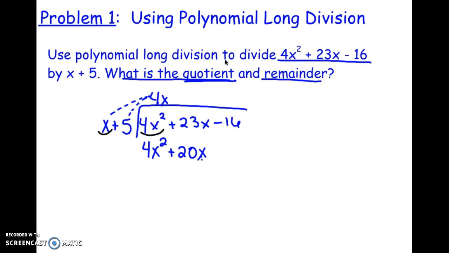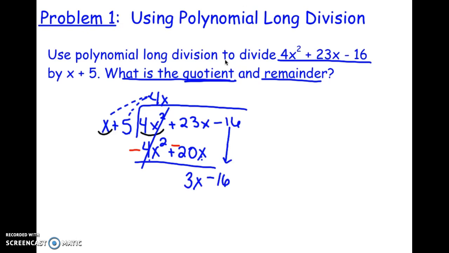And then what we want to do is subtract. But what happens is we have to change all the signs on the bottom, because we have to subtract that whole polynomial. 4x squared minus 4x squared cancels. 23x minus 20x is 3x. Then we bring down the minus 16.